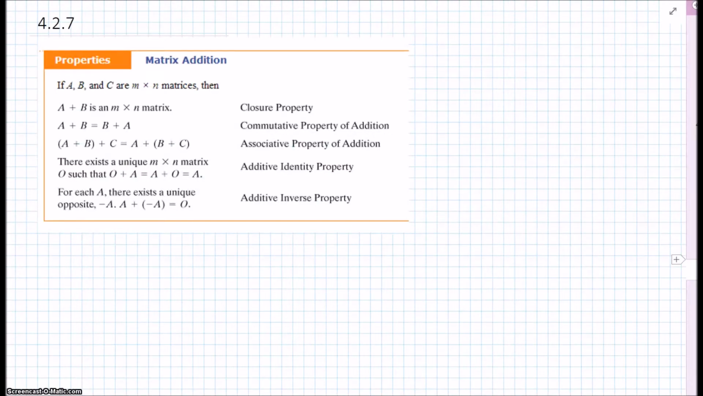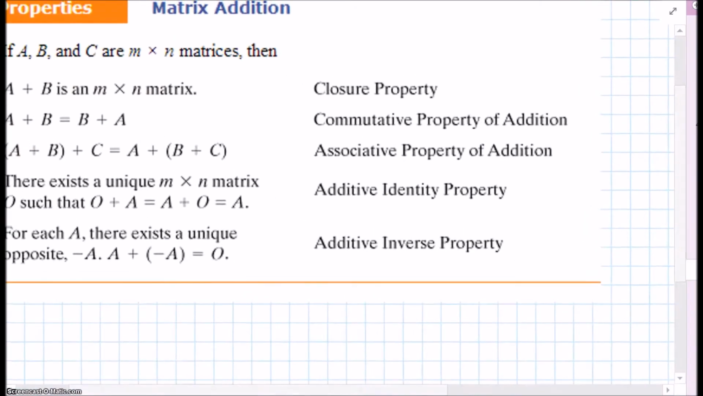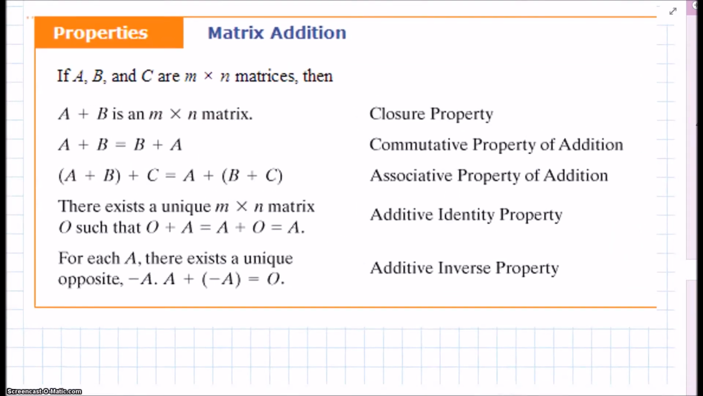Matrix addition. All right, if A, B, and C are n by n matrices, meaning they have the same size, A plus B is an n by n matrix. That's the closure property. A plus B is the same thing as B plus A. That's the commutative property of addition. A plus B plus C is equal to A plus B plus C. That's the associative property of addition. So you should notice the properties of addition hold true.